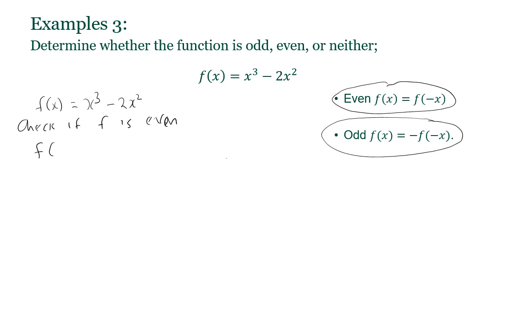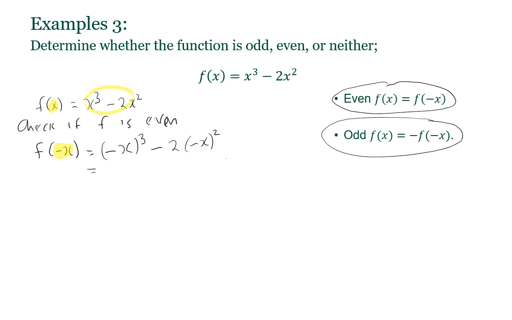So f of minus x. If you look at this function, we are having x here as the input. Now we want to remove this x in this function and substitute it with minus x. So I will write, instead of this x here, minus x, then cubed minus 2, then instead of this x, I write minus x squared.